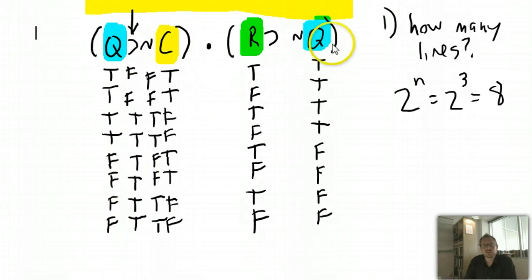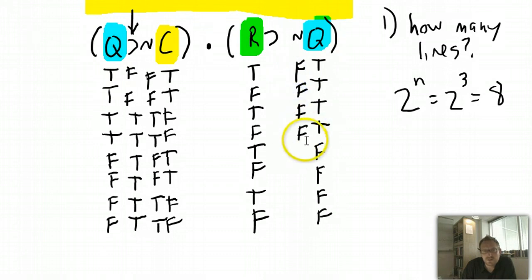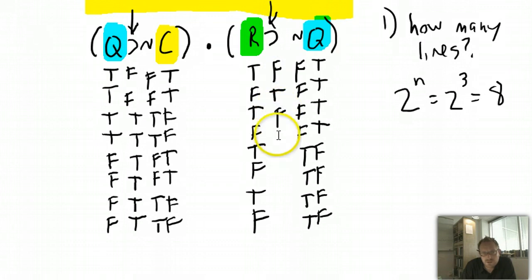Now let's move over to this line. We're going to do the Q, and then we're just going to invert the values. So that's going to be false, false, false, false, true, true, true, true. Now I'm going to compare this row and this row utilizing the same conditional rule I used over here. So that's going to be false, true, false, true, true, true, true, true.